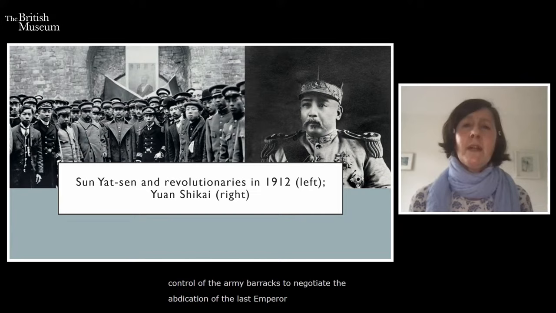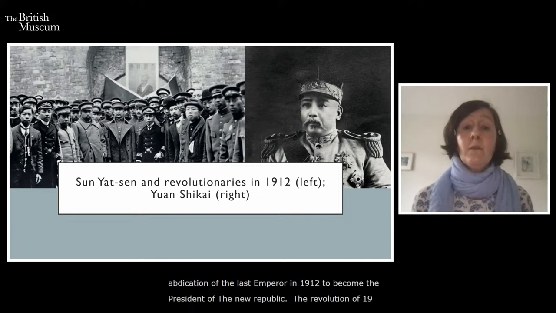Now, the revolution of 1912 left many questions unanswered. Questions like what form would China's government take? How would it avoid domination by military strongmen? How could it protect China from external aggression, and so on?